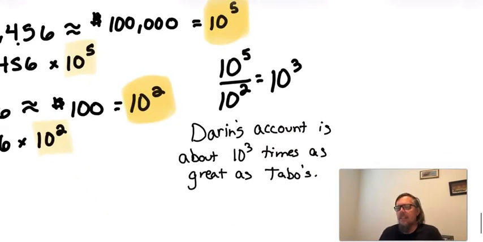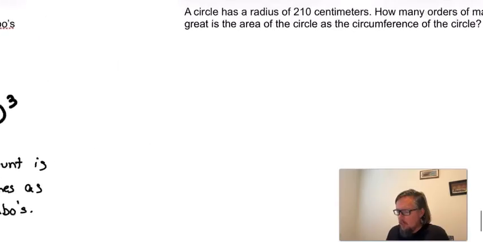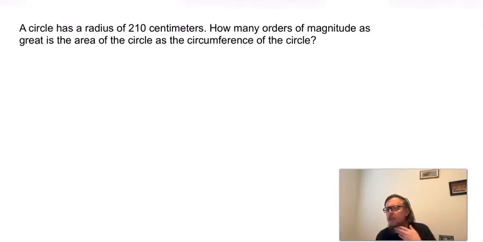So Darren's account is about 10 to the 3rd times as great as Tabo's. So really we're just concerned with the 10 to a power thing, which we can find by rounding. If you don't like the rounding thing, just do scientific notation. Let's do one more. A circle has a radius of 210 centimeters. How many orders of magnitude as great is the area of the circle as the circumference of the circle?